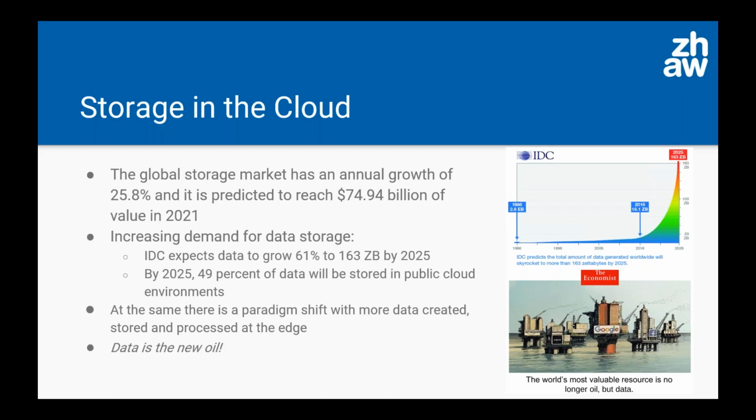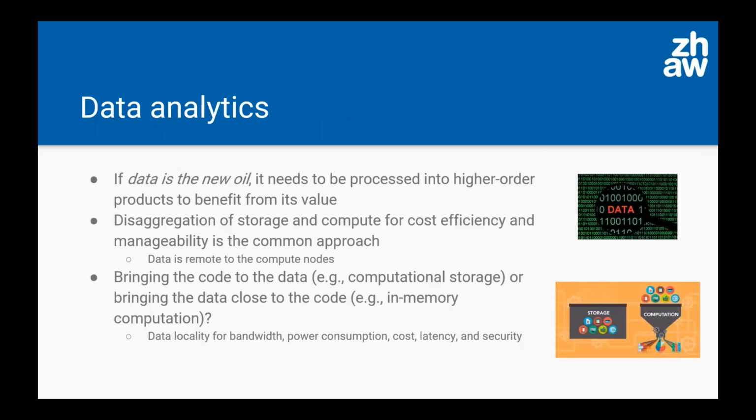on the bottom corner, a picture probably most of you know, taken from The Economist, where they claim that the world's most valuable resource is no longer oil, but it's data. And this is actually already happening with big companies like Facebook, Google, and Amazon. They are using the huge amount of data that is produced and stored in their data centers to make money out of it, selling information that can be used based on the data they collect.